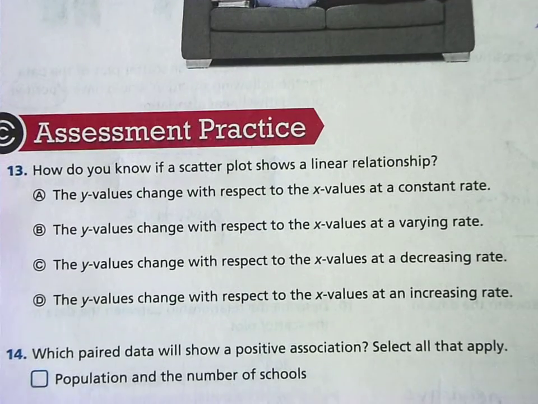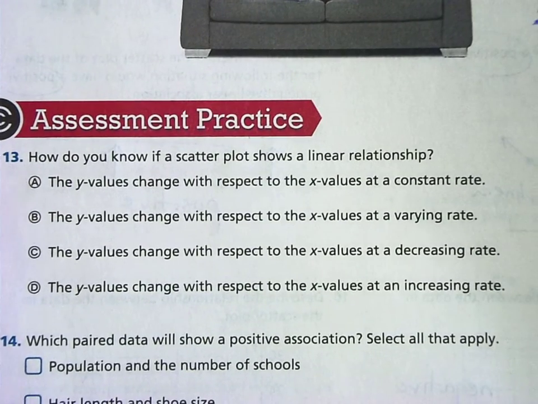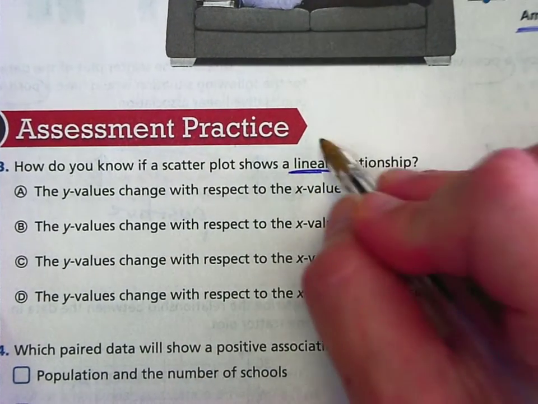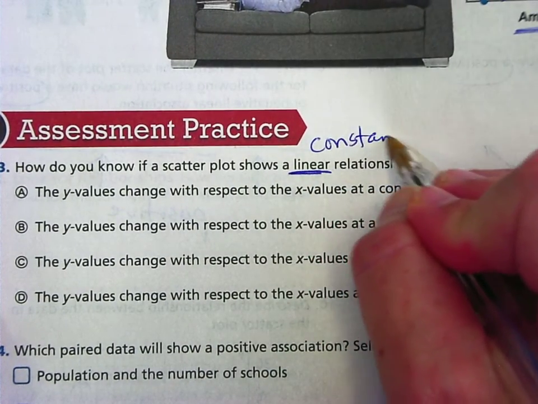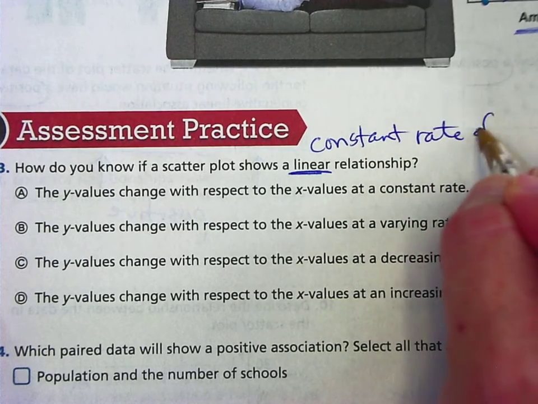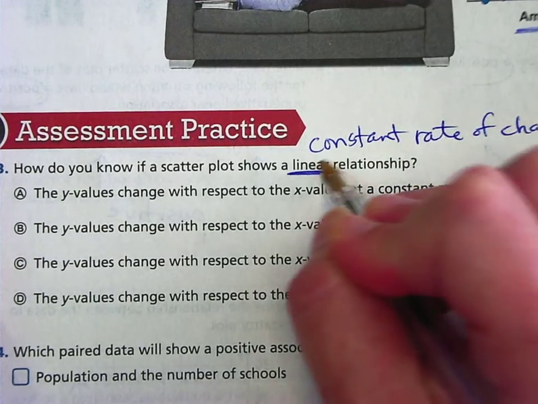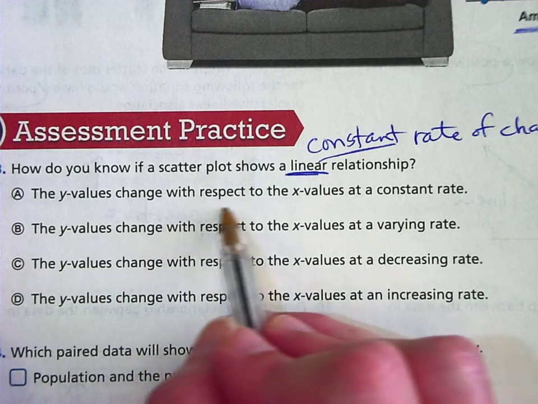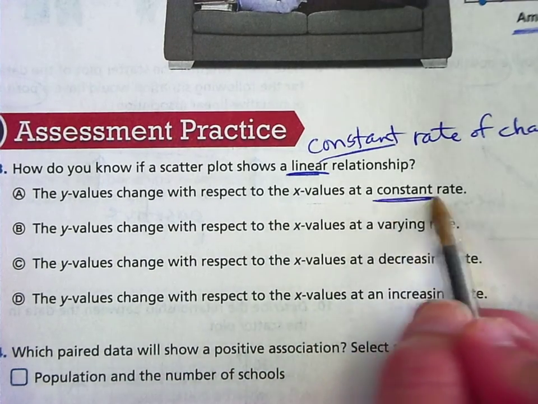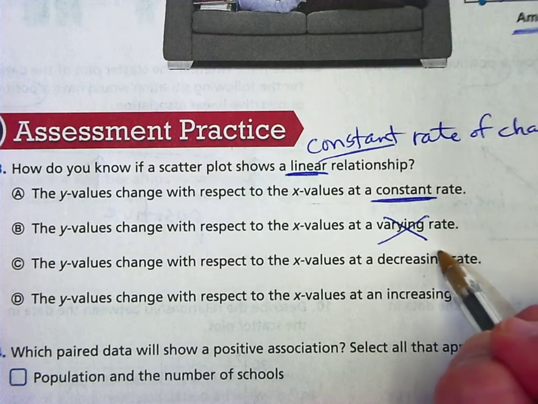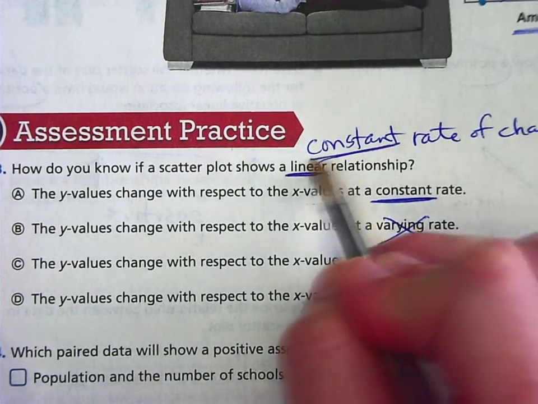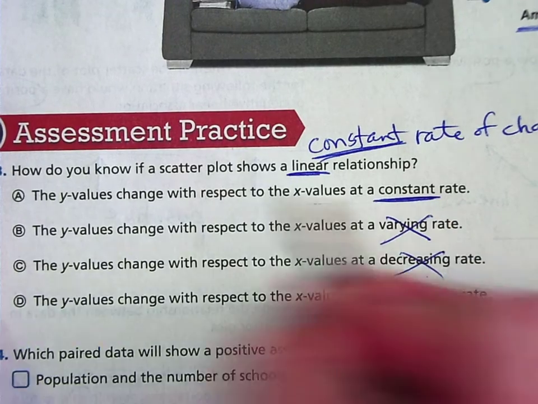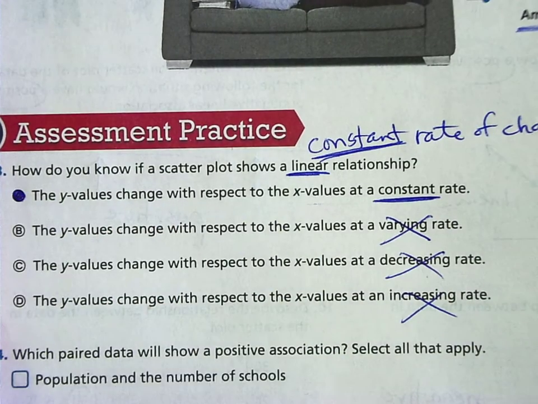Okay, so number 13 says, how do you know if a scatter plot shows a linear relationship? Remember, a straight line means there is a constant rate of change. The y values change with respect to the x values at a constant rate. It doesn't vary, it doesn't increase or decrease. With a linear, straight line, the rate is a constant rate. Okay, so I would mark that one.